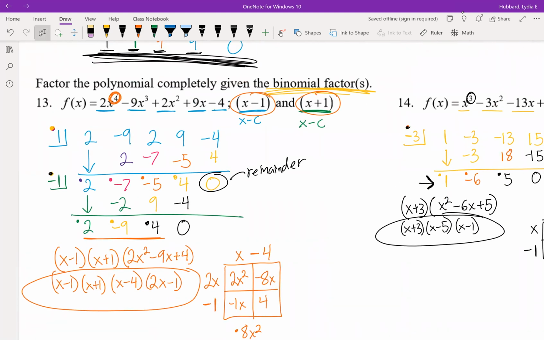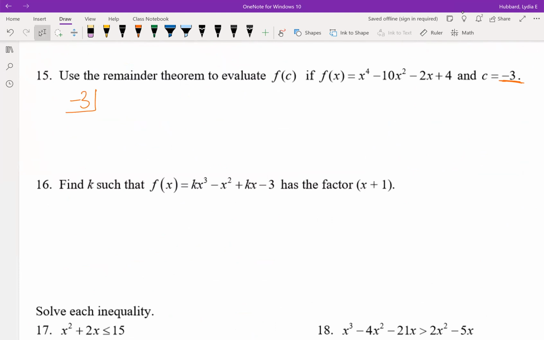We have to use the opposite number to plug in. Here we already are given the number to plug in. So let's go ahead and do this. And we're going to use synthetic for this because that is what the remainder theorem deals with. So our fourth degree term has a coefficient of 1. Note we don't have a third degree term, so that would technically be 0x to the third. So we have to put a placeholder of 0 in there. Our second degree term is -10. Our first degree term is -2, and our constant term is 4. And then we can go ahead and solve this.